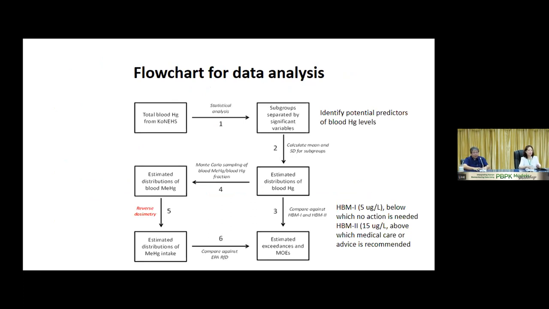Okay, so this is what we do together. She has a statistical background, so she also did some statistical work. The first thing we did is we take the total blood mercury data from their study. She did some statistical analysis to identify, remember they fill out a questionnaire, so they did statistics to find out which lifestyle factor is related to blood mercury level. So that is step one.